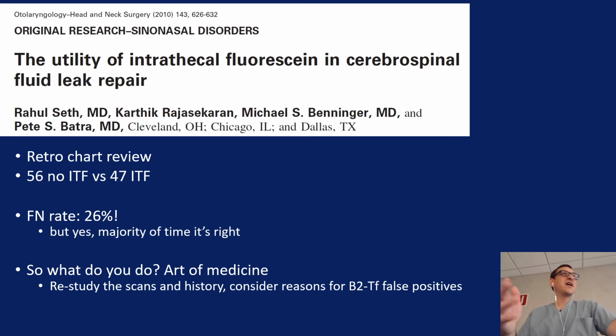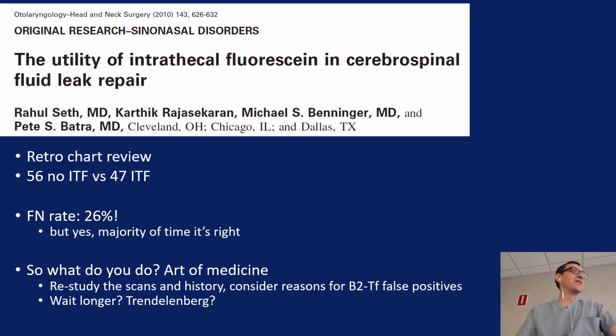You're going to restudy the scans. So you take a break from the case, you go look at the CT, the MR, whatever you have, think about the history, consider those reasons for false results. I've had false positives, okay? So now that I know those exist, I'm a little more diligent about retesting beta-2 pre-op, because you just don't want to be in this situation. It's not fun.